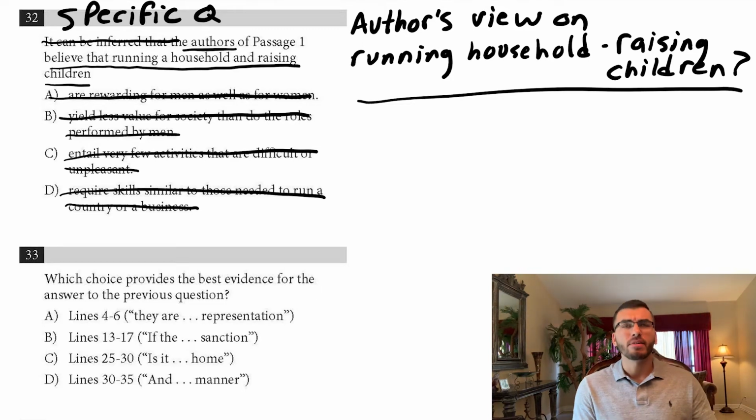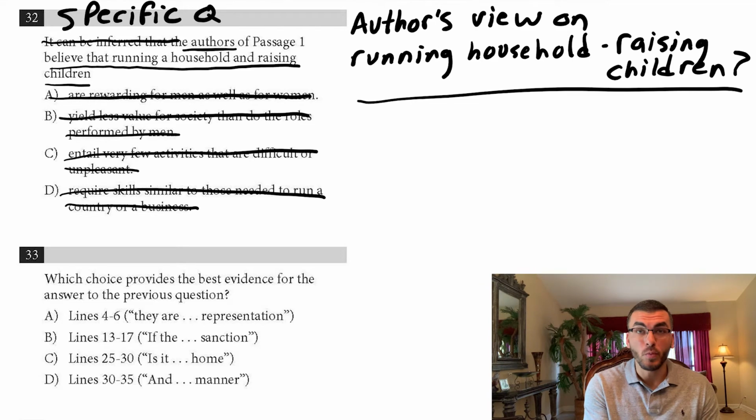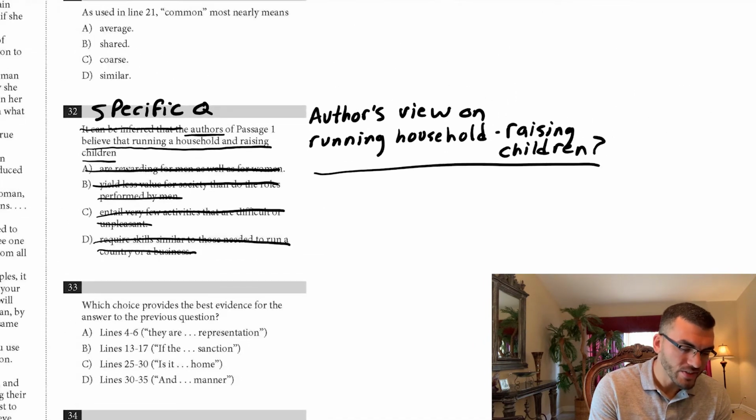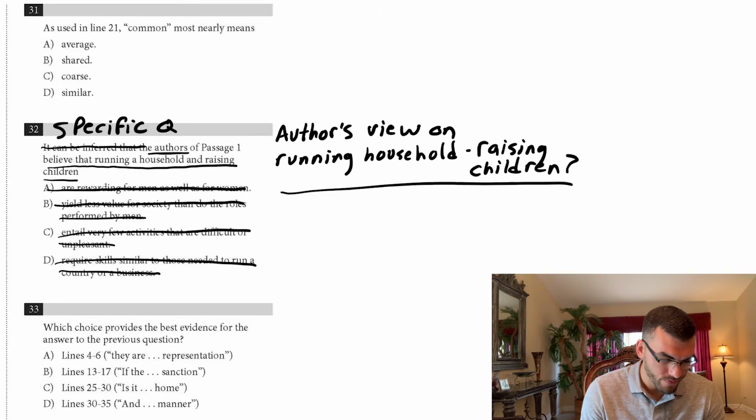Now, we don't have a line reference in 32. So where are we going to go to start seeing where the author talks about running a household and raising children? Well, this is a paired question. So we know the answer is going to be on one of these lines. But which lines should we start looking? The answers go in order.